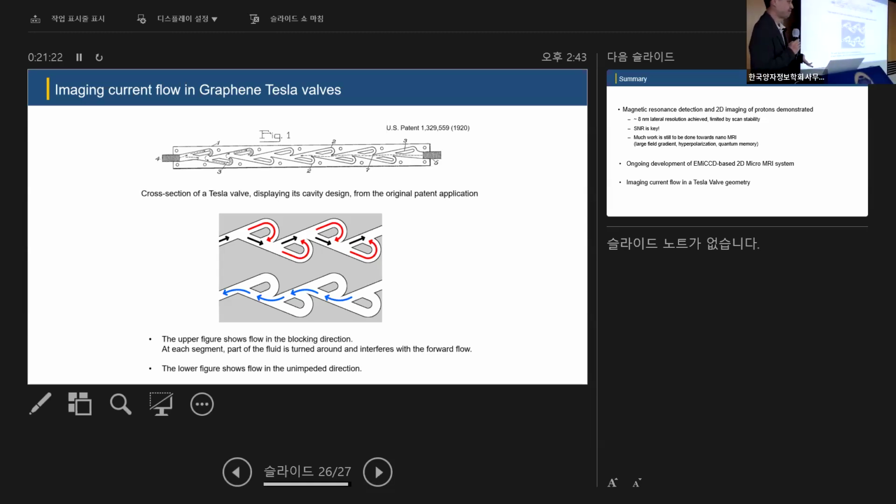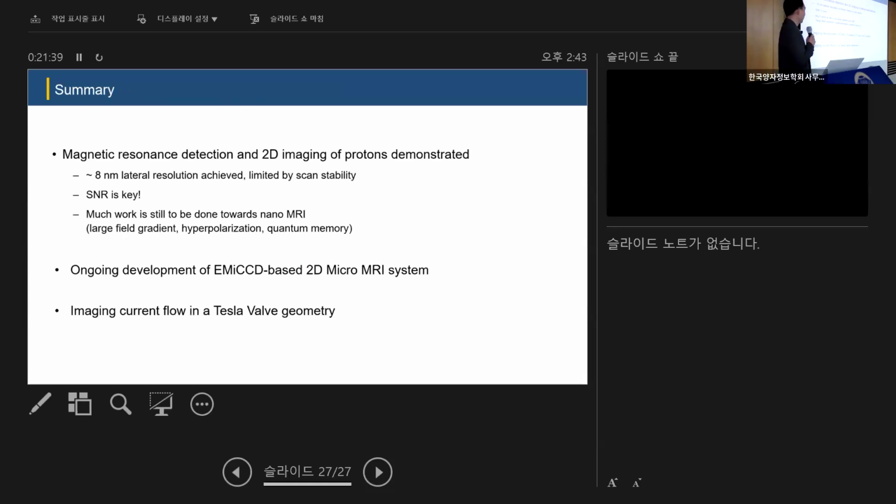Maybe after this presentation, I would like to have discussions with you, and through those conversations, I can refine the research direction and approach so that we can move forward more effectively. So far we did NMR. We're still pushing the project, and we have ongoing development of an EMCCD-based MRI system, and hope to collaborate with Professor Son on imaging current flow in the Tesla valve structure. So thank you very much.